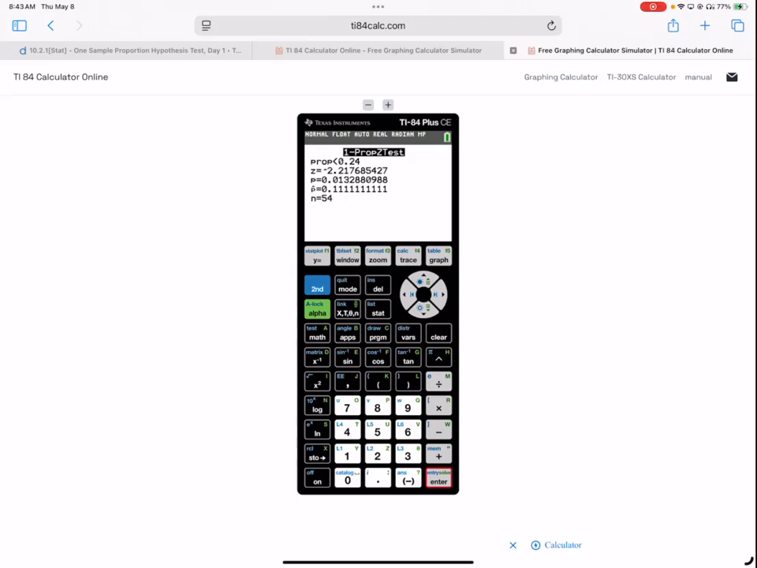So there's my z-score. What did we get in the do now? We got a z-score of negative 2.22. 2.217, which is 2.22. And my p-value, 0.0132. This says 0.0138, but it's about the same thing. And the p-hat is the sample proportion that we already found, that was 0.11. We don't need that information, but that's what we had gotten when we did that work.